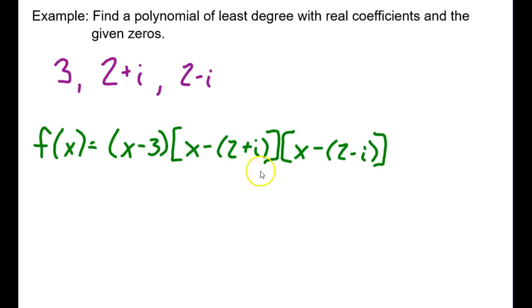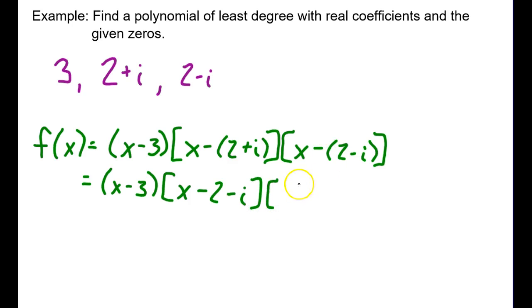Right now, I'm sure some of you find this notation, or how we wrote this in factored form, intimidating or confusing. So we're going to rewrite this to make it a little easier to work with. So we have x minus 3. And now I'm going to distribute this negative through. So we would have x minus 2 minus i. And then if we do the same thing over here, x minus 2 and then plus i. So all we did was distribute that negative through.